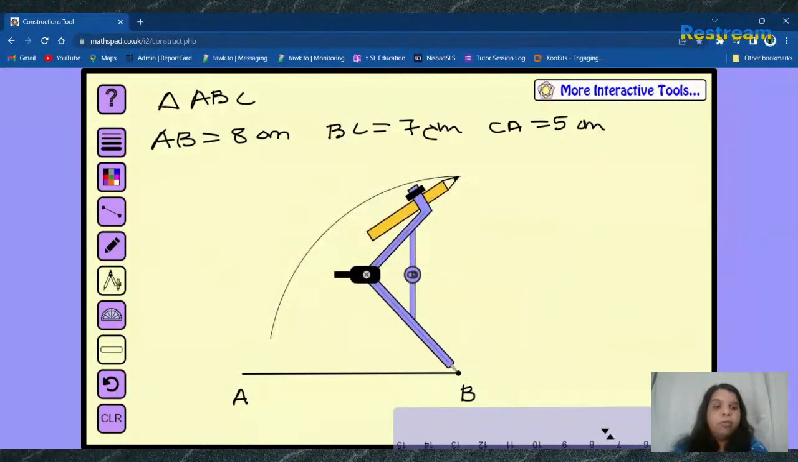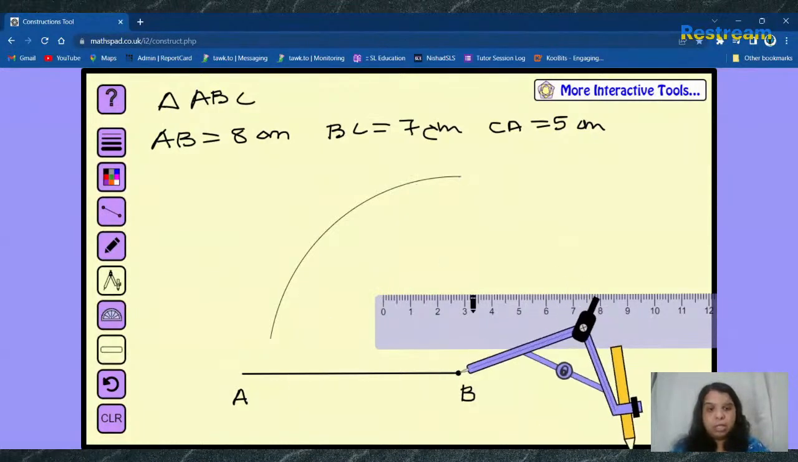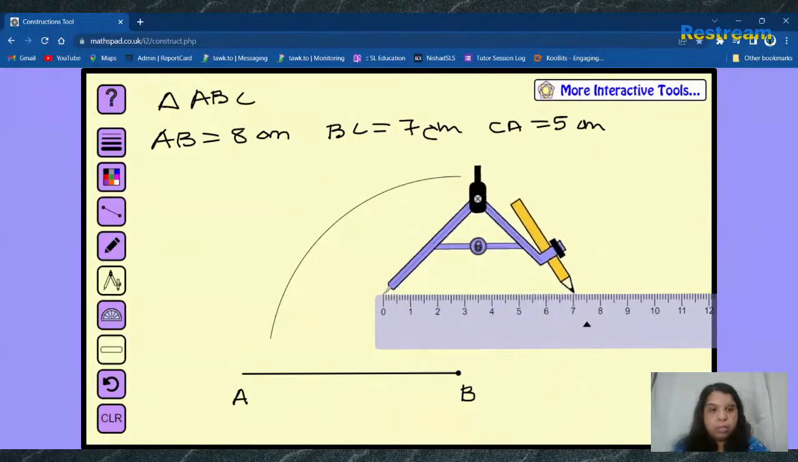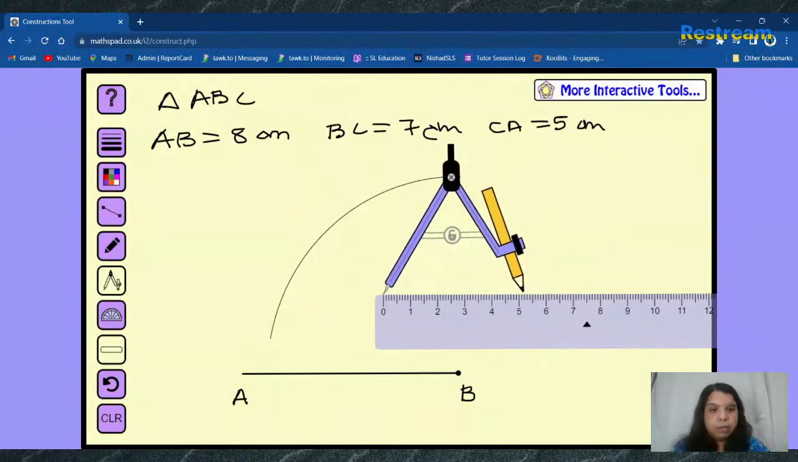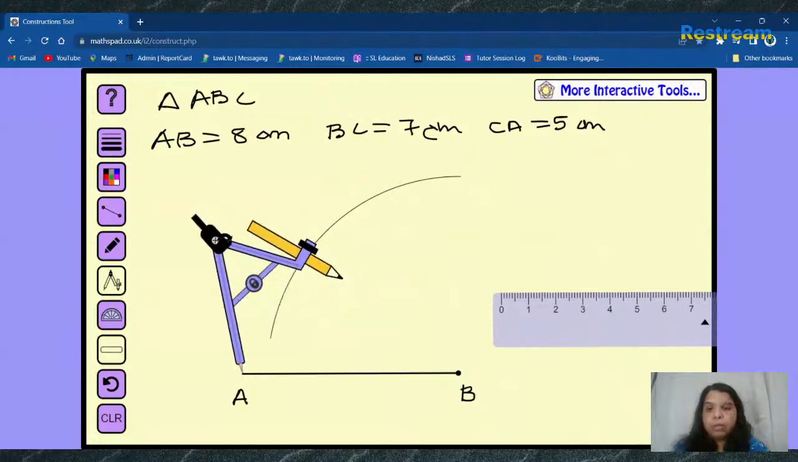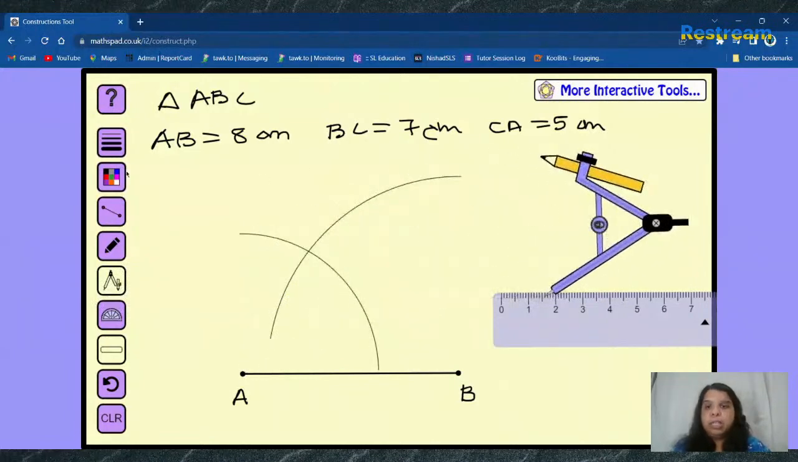So how do we know where our C point is actually going to lie? So we are going to take into consideration our line AC. So we are going to take this and this point again. We are going to put it here on 0 and this one here, and we are going to take a distance of 5 centimeters. And then we are going to put it on A, and we are going to mark it. So now if you see, this is my point C.